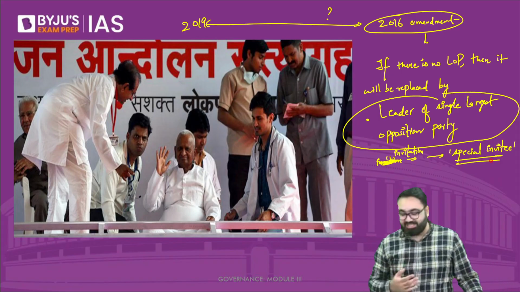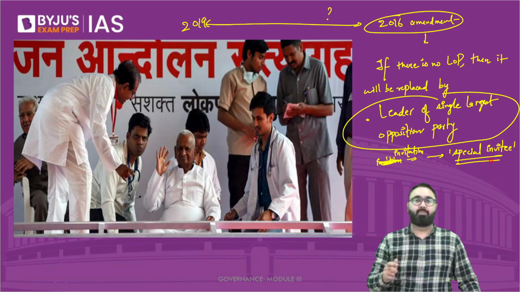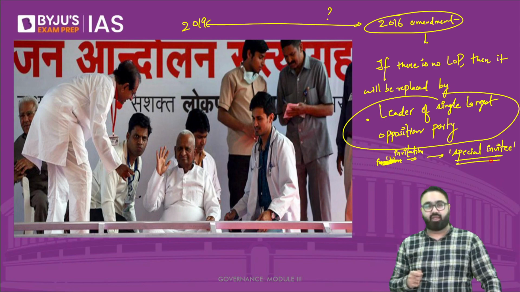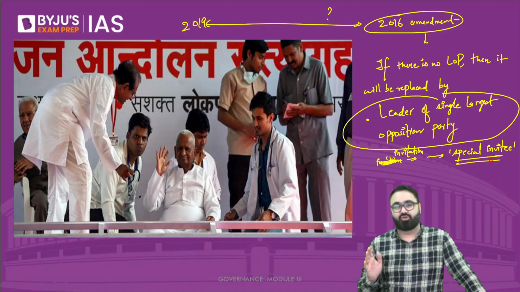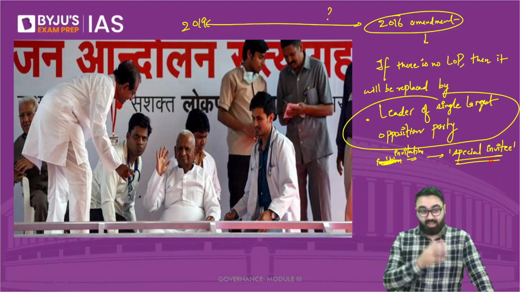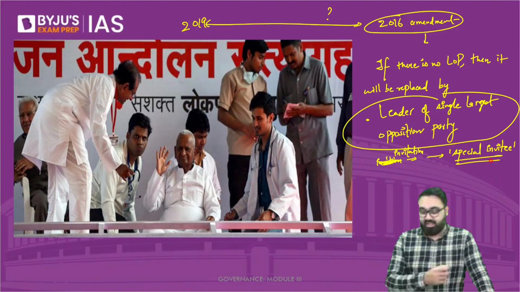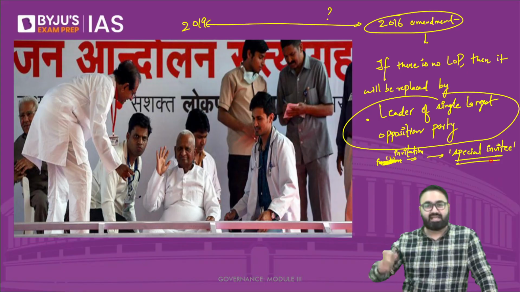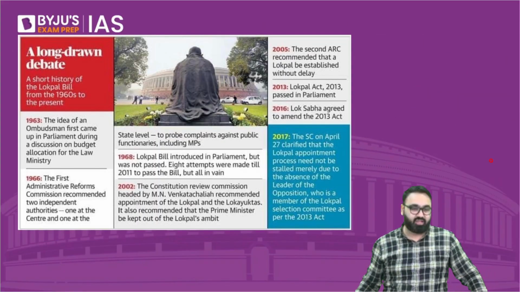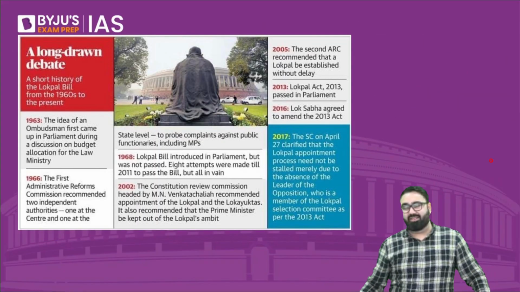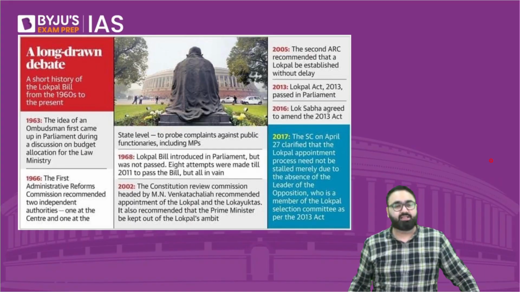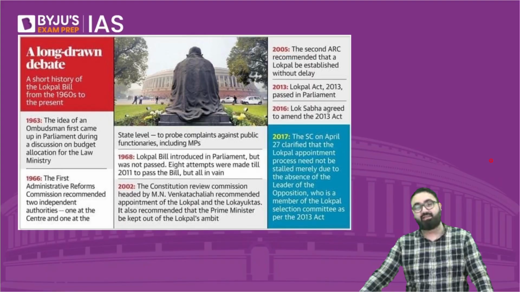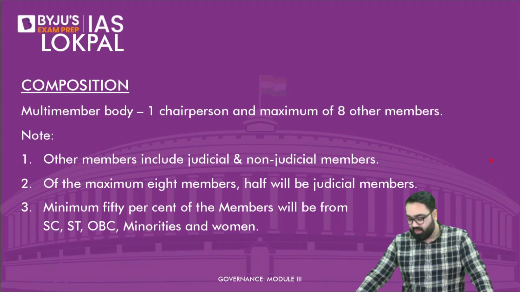So again, you can see how the political parties, when they really want to work together to avoid something from happening, have a lot of ways to work together. If they don't want to work together, they have ways of doing that as well. So this is the example of how the parties work together. You don't have to remember this entire story, but this is just to give you an idea how exactly and why exactly Lokpal was so delayed.